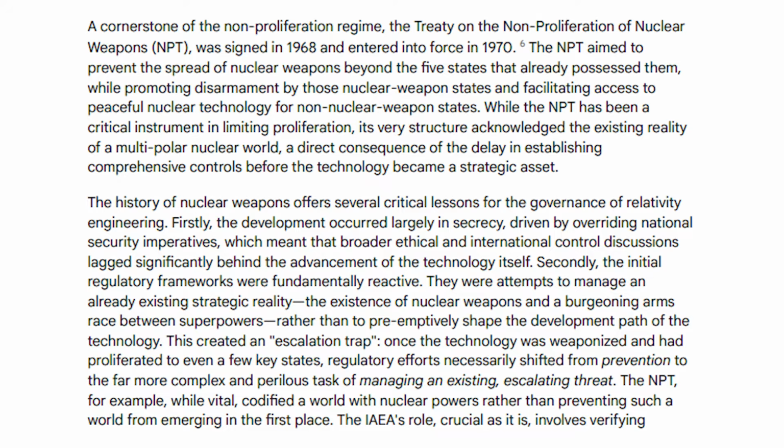While the NPT has been a critical instrument in limiting proliferation, its very structure acknowledged the existing reality of a multipolar nuclear world, a direct consequence of the delay in establishing comprehensive controls before the technology became a strategic asset. The history of nuclear weapons offers several critical lessons for the governance of relativity engineering. Firstly, the development occurred largely in secrecy, driven by overriding national security imperatives, which meant that broader ethical and international control discussions lagged significantly behind the advancement of the technology itself.